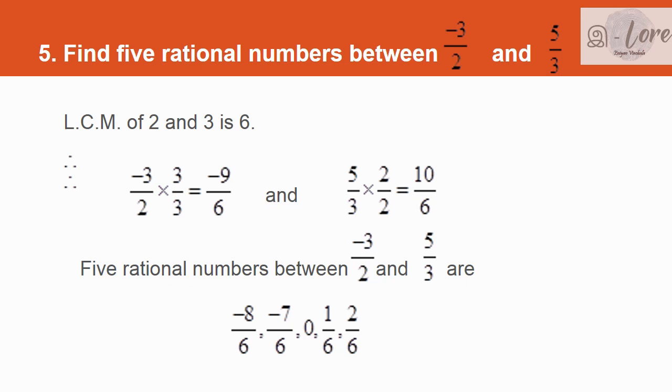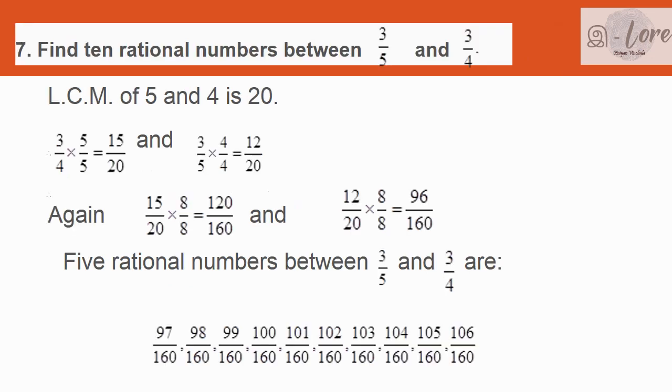Find 5 rational numbers between minus 3 by 2 and 5 by 3. Now here too the denominators are not the same. So the LCM of 2 and 3 is equal to 6, and we have to convert the denominators. The first one will be multiplied by 3 by 3, and the second term will be multiplied by 2 by 2. We are getting minus 9 by 6 and 10 by 6. So the numbers we get are minus 8 by 6, minus 7 by 6, 0, and 1 by 6 and 2 by 6 and so on.